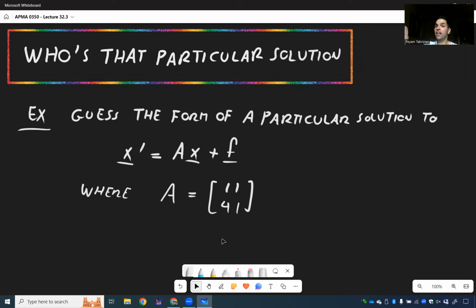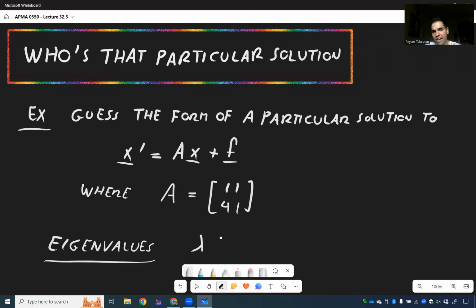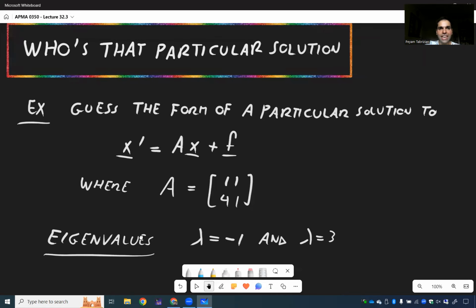And before I even tell you what the right-hand side is, your first instinct should be to find the eigenvalues, because that's what helps us find resonance. And this you can check in the notes. So it turns out the eigenvalues are lambda equals -1 and lambda equals 3. And now we can actually start. So what is the first game?